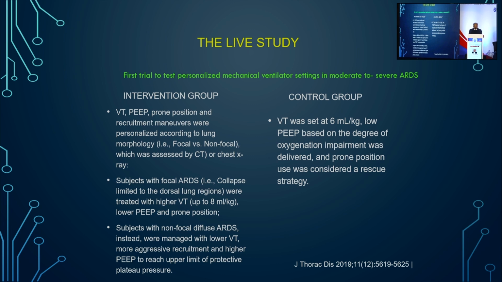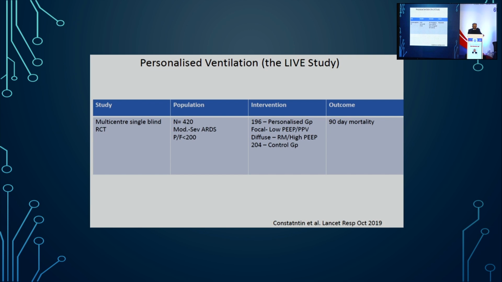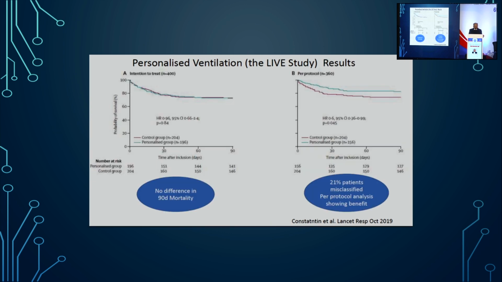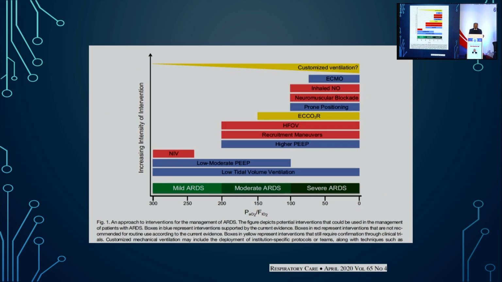The intervention group was the personalized care, and they were divided into focal ARDS and non-focal ARDS. That means global bilateral changes were similar. So lung compliance and recruitability would be similar in that case, but focal would be more restricted to one side. And there were 420 patients, 196 to personalized and 204 to control, and they looked at 90-day mortality. Although there was no difference in 90-day mortality, on subgroup analysis, there was benefit of personalized mechanical ventilation.